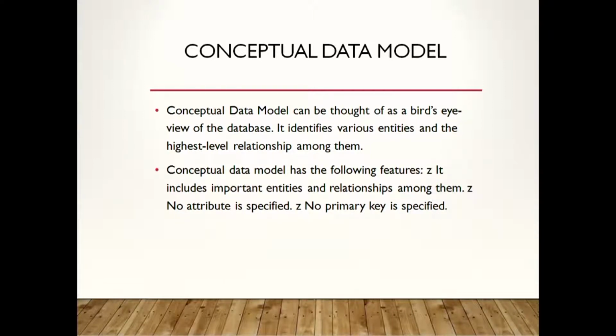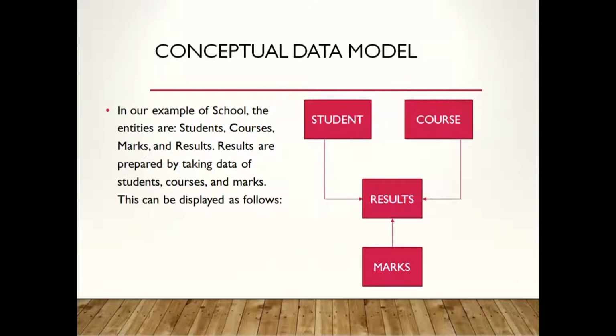Conceptual data model has many features. It includes important entities and relationships amongst them. No attribute is specified, no primary key is specified. So, let us consider one example, the student example. In our example, entities are students, courses, marks, result. Result is prepared by taking data of student, courses and marks. So, we have displayed it in a conceptual data model. This is the very basic general view of the database.